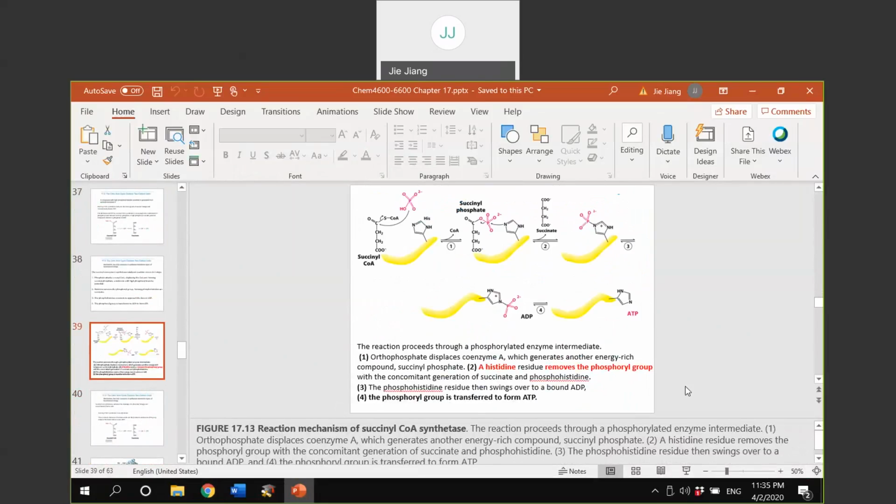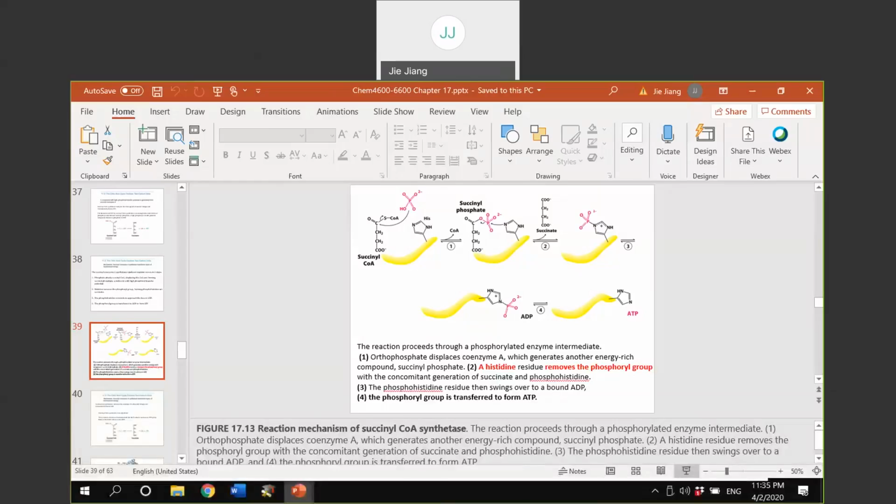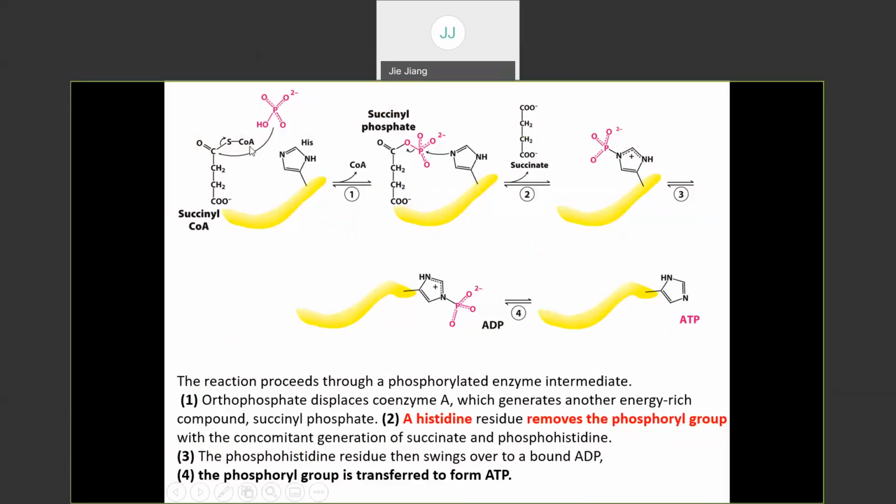We do have the mechanisms about the enzyme, the succinyl-CoA synthesis. Histidine here plays an important role. First, the phosphate ion will attack this carbon, the carbonyl carbon. Oh, no, sorry, actually the ketone carbon, right? So it will attack this carbon to attach.